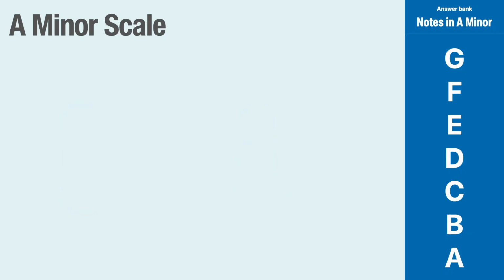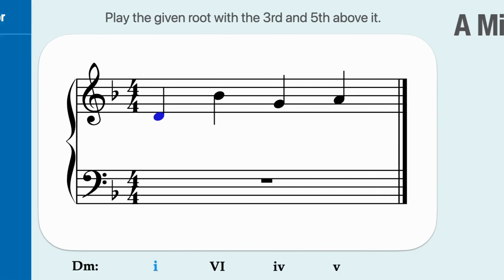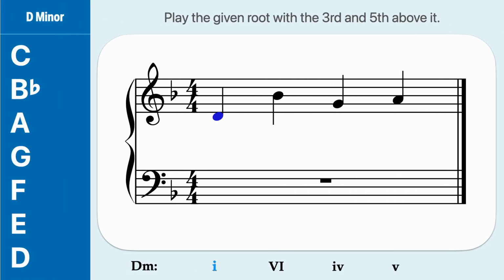Let's build a chord progression in a minor key. Build a 1, 6, 4, 5 progression in D minor. The root of the 1 chord is tonic, or D. A third above is F, and a fifth above is A.